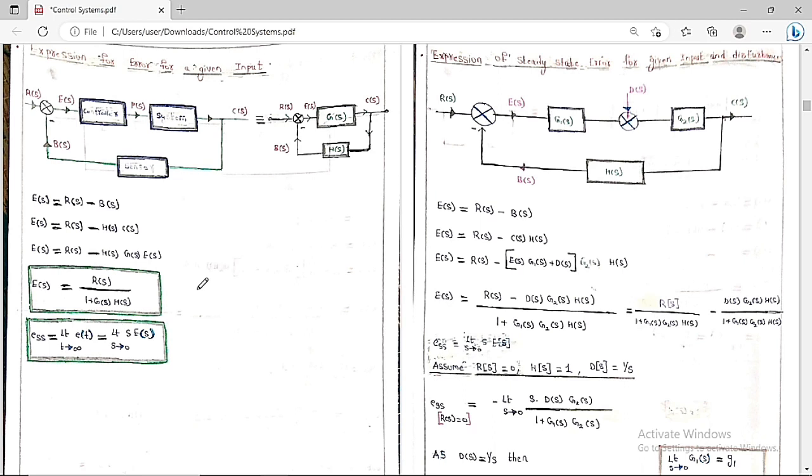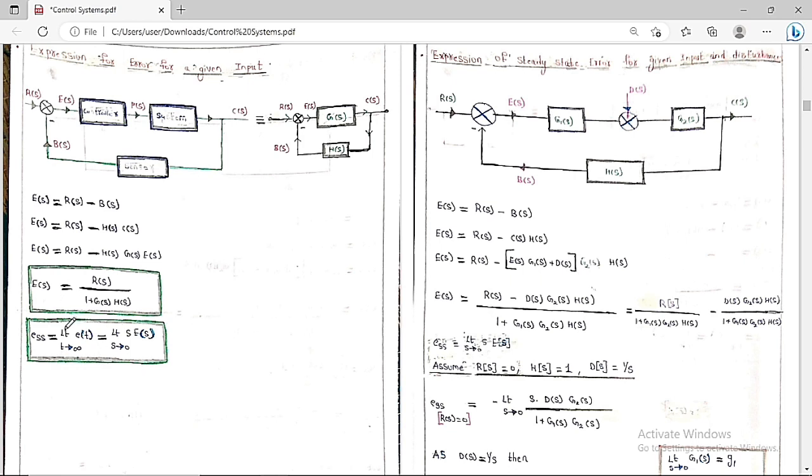E of S, the error, is equal to R of S by 1 plus G of S H of S. The steady state error is the limit t tends to infinity of e of t, which equals limit S tends to 0 of S into E of S. Time infinity means S is 0. Time 0 means S is infinity. I have already told you these important formulas, the initial value theorem and the final value theorem. Both are vice versa, opposite in nature.